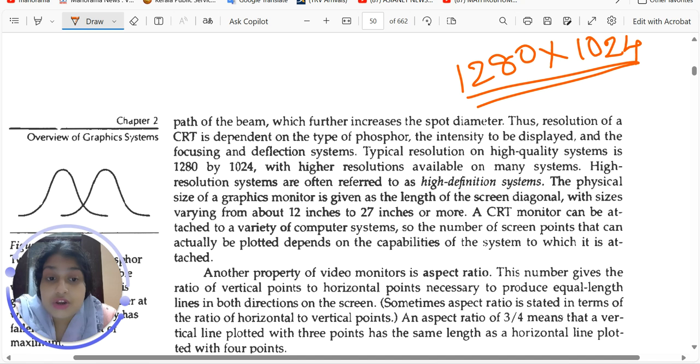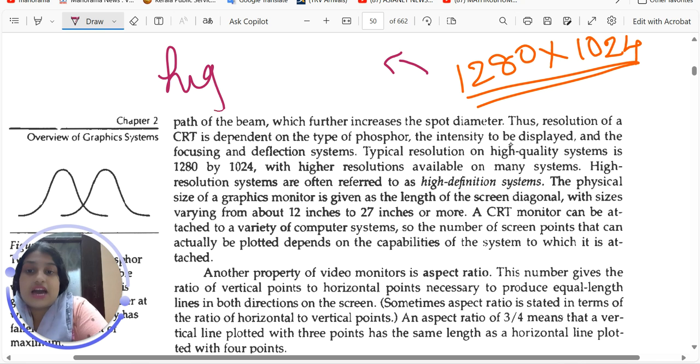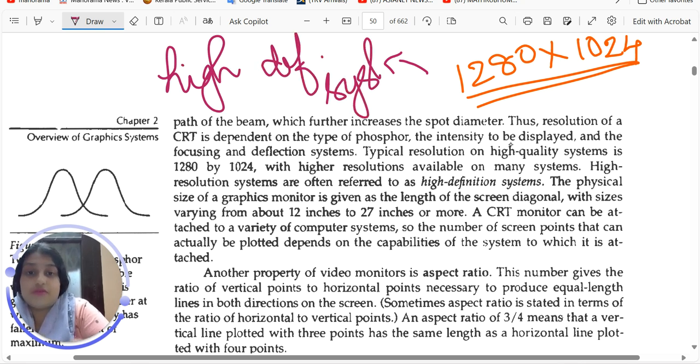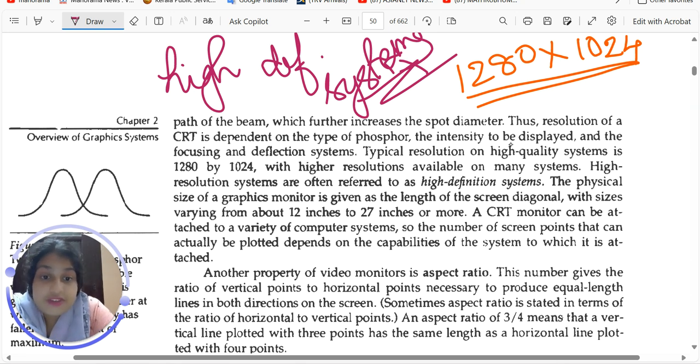Higher resolution systems are often referred to as high definition systems. What is the higher resolution? The typical high quality resolution system is 1280 by 1024, with higher resolution available on many systems. High resolution systems are often referred to as high definition systems.